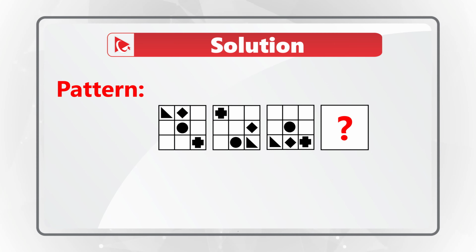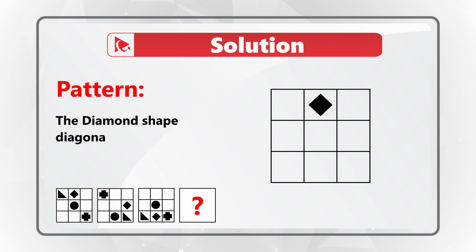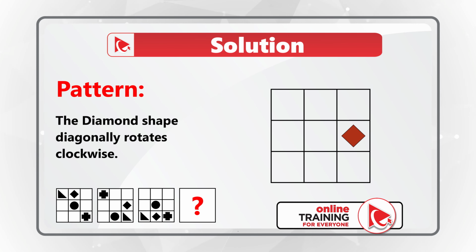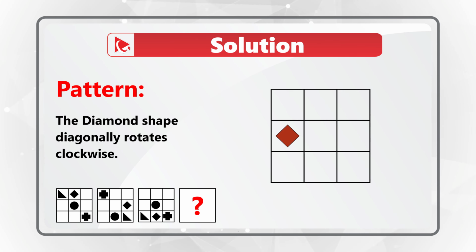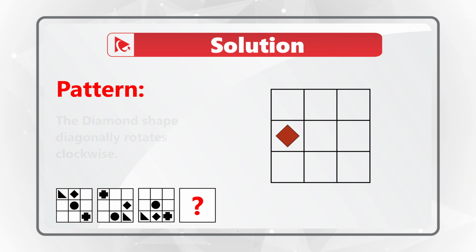In the first square, the diamond shape is in the upper middle section. In the next square, the diamond rotates 90 degrees clockwise, and now it is in the middle row to the right. In the next square, the diamond is in the middle column at the bottom. So we can correctly assume that in the fourth shape, the diamond would be in the middle row to the left.